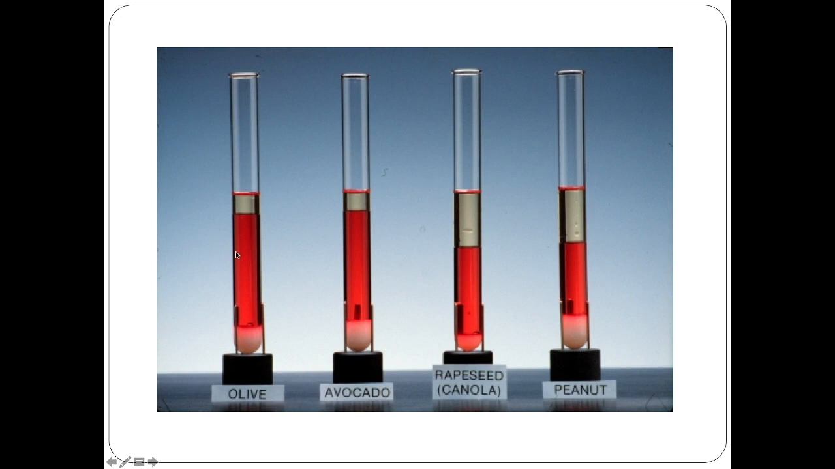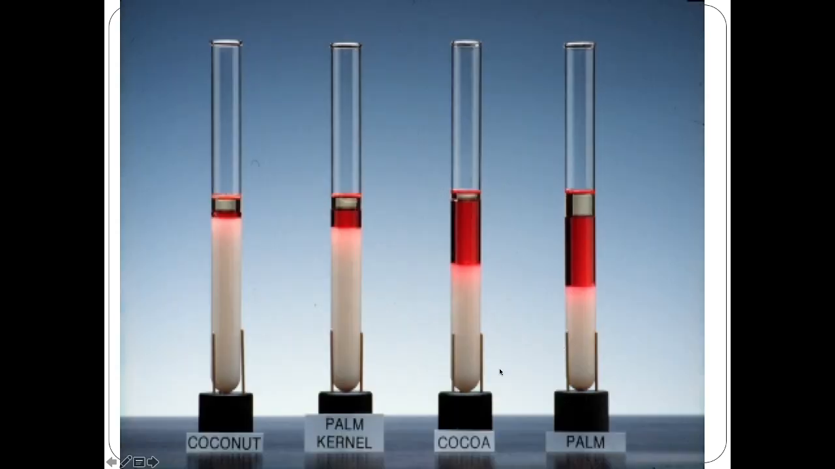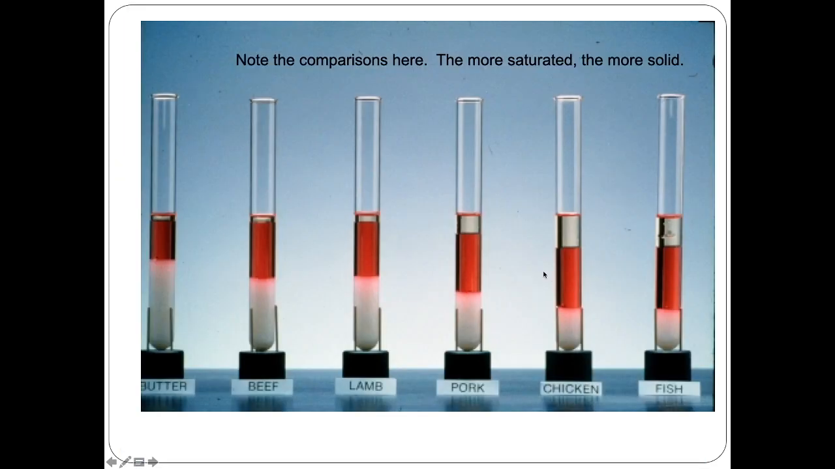Whereas olive oil has a lot of monounsaturated fat, as does avocado. Rapeseed oil, aka canola oil, and peanut oil also have a lot of monounsaturated fat. And then coconut oil and palm kernel oil have a lot of saturated fat. Cocoa butter and regular palm oil, as opposed to palm kernel oil, have a decent amount of saturated fat with also large amounts of monounsaturated fat. And then animal sources, we've got butter and beef lard. Even these have unsaturated fats in them in addition to their saturated fats, and some meats have even more than others.